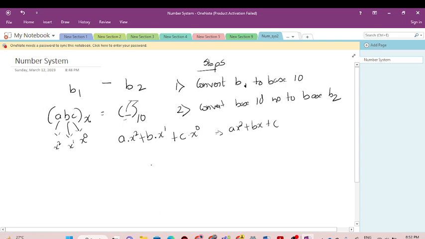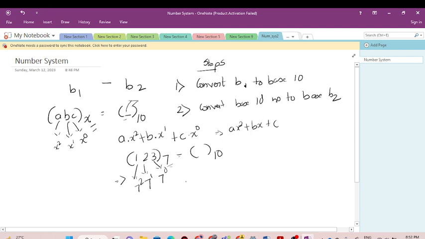If you did not understand this, let's take a simple example. Let's say we have 1, 2, 3 in base 7, and we want to convert it into base 10. So how will we do this? First thing is we need to add weights. Here it was base x, but here instead we have base 7. So here it will be 7 raised to 0, then 7 raised to 1, and this will be 7 raised to 2.